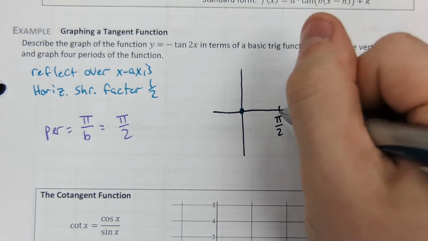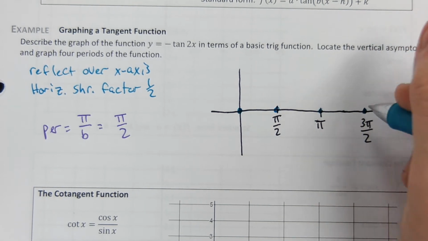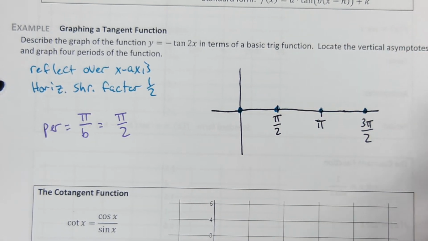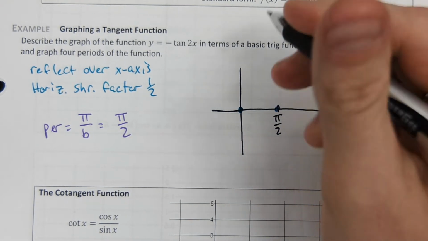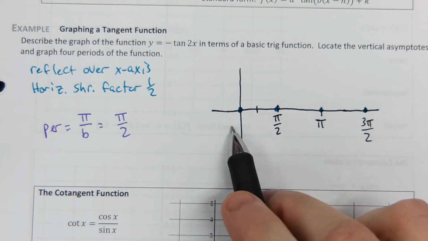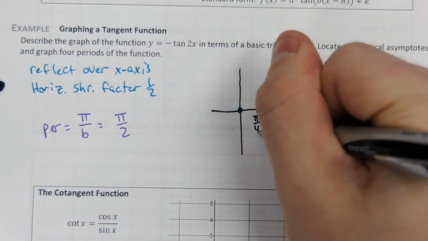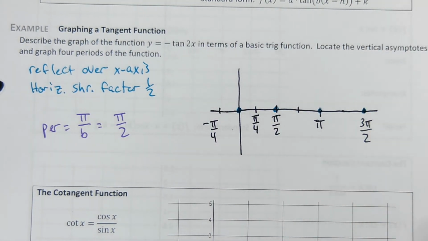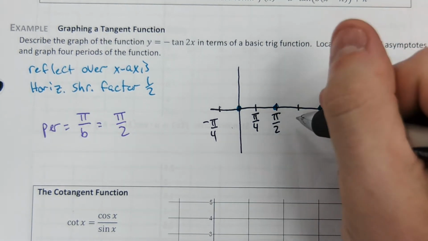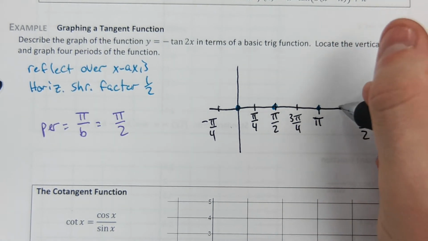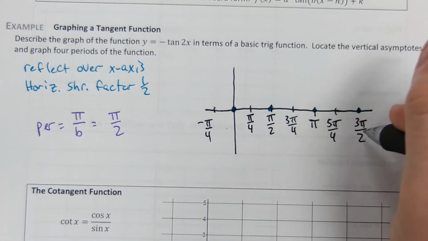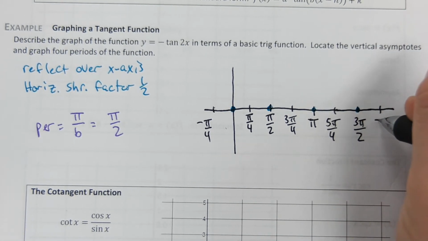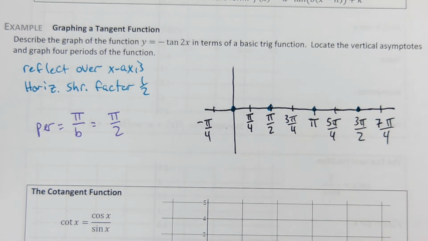Those are zeros. And you know what happens between zeros? Asymptotes. Halfway between 0 and pi over 2 is pi over 4. This must then be negative pi over 4. So every one of those is a type of over fourth. 1/4, 2/4, here's 3/4, 3 pi over 4. 4/4, 5/4, 6/4, 7/4. Those are asymptotes.